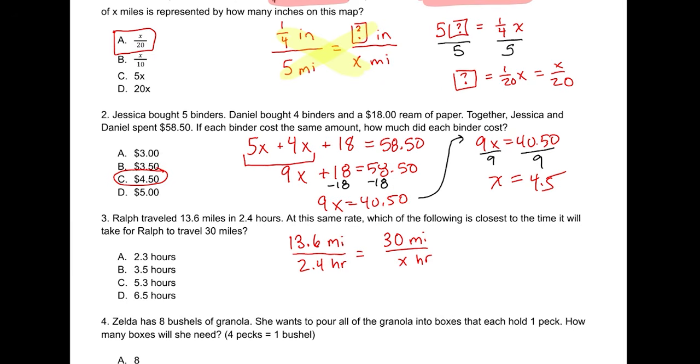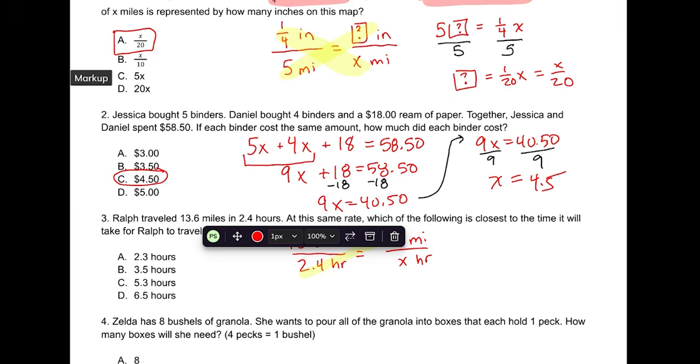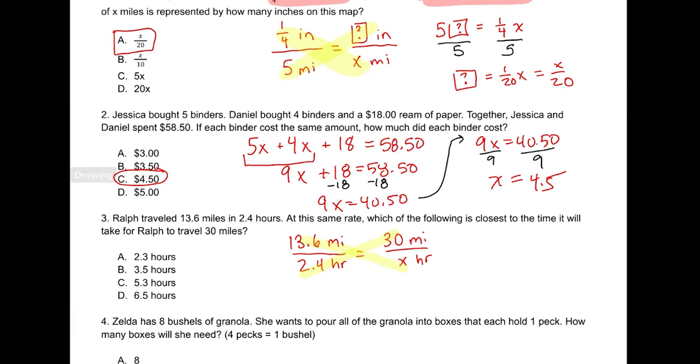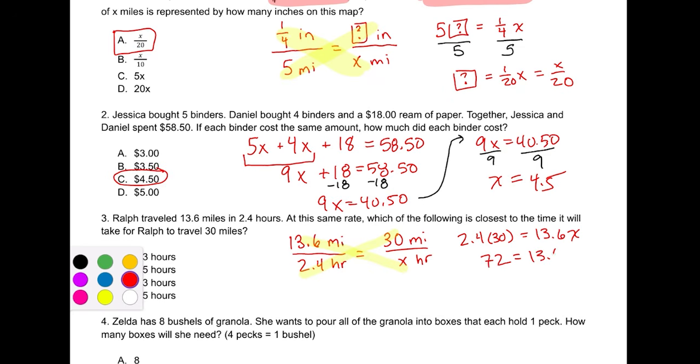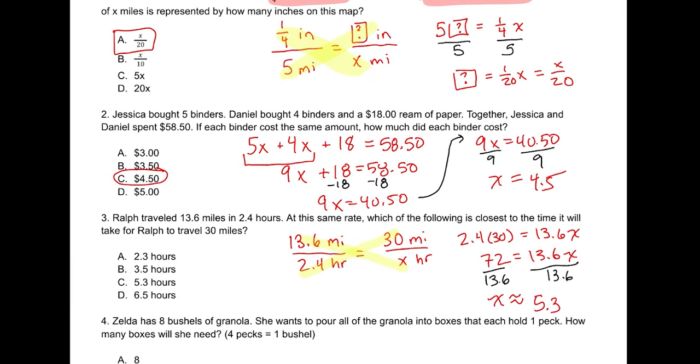Once you have it set up, we can use the cross products property like we did in problem number 1 and multiply across here. We'll have 2.4 times 30 equals 13.6 times x. 2.4 times 30 is 72. And then we need to divide both sides by 13.6. I don't think this division is going to work out very nicely, but we're just trying to estimate anyway. So this is going to be approximate. 72 divided by 13.6 is roughly 5.3. So looking at our answer choices here, the correct answer is going to be C.